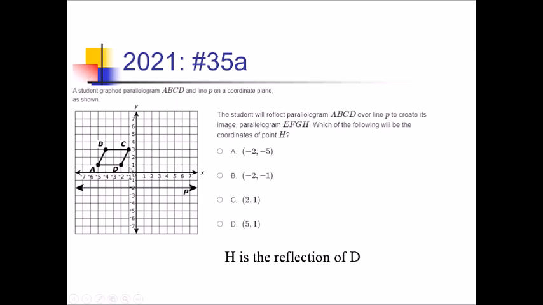So let's go ahead and do that. Here's point D. We're reflecting that over the line P. D is 3 away vertically, so we'll just go 3 in the other direction from line P. So this will be point H down here. And that is the point, if we just look this up, -2, -5, which gives us choice A.